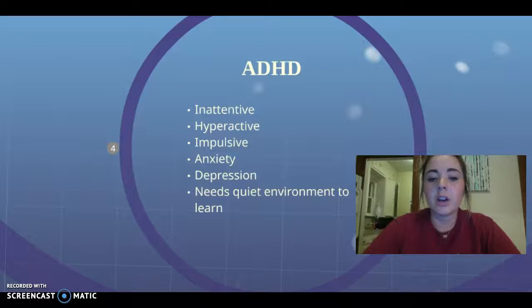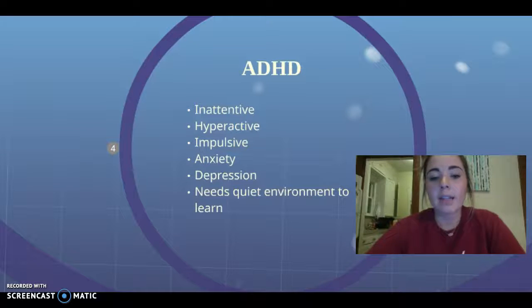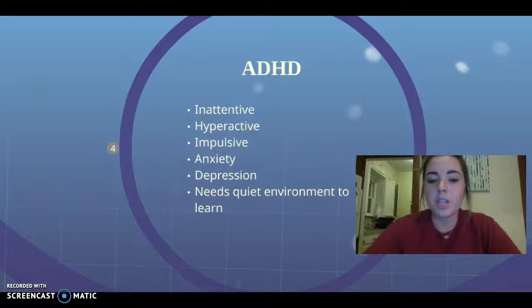Students with ADHD are inattentive, so they really just can't focus on anything. They're also hyperactive as well and impulsive, so they just kind of do things out of impulse, don't really think about what will happen. They also suffer with anxiety and depression, so they understand that they are different and it really upsets them because they are not like their classmates. They also need a quiet environment to learn because with ADHD, they are constantly moving, constantly thinking, and if things distract them, it takes away from their learning.